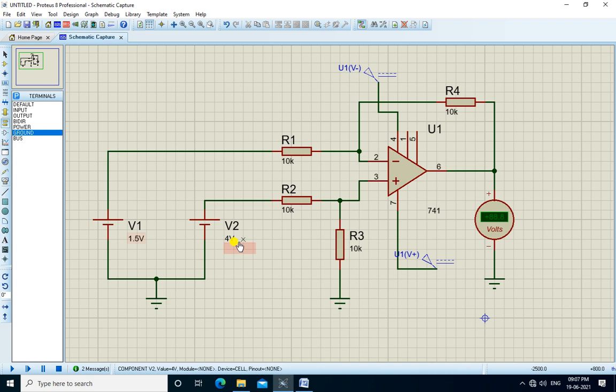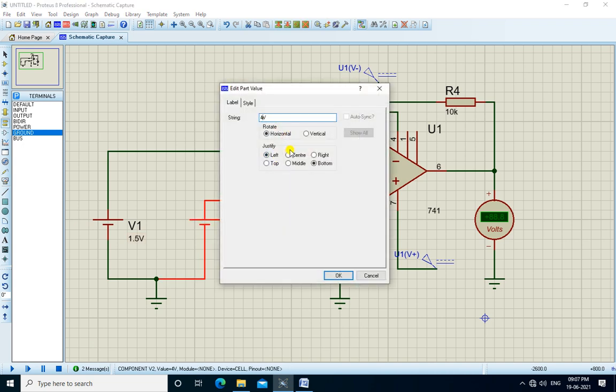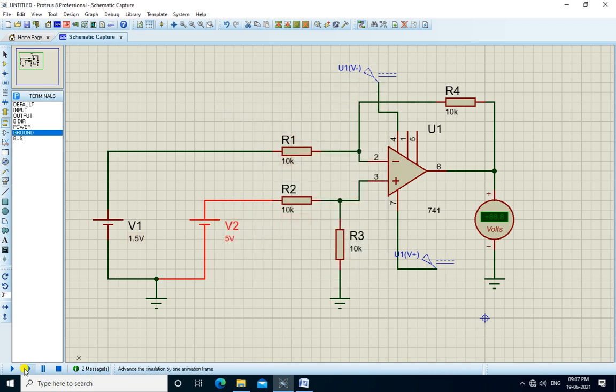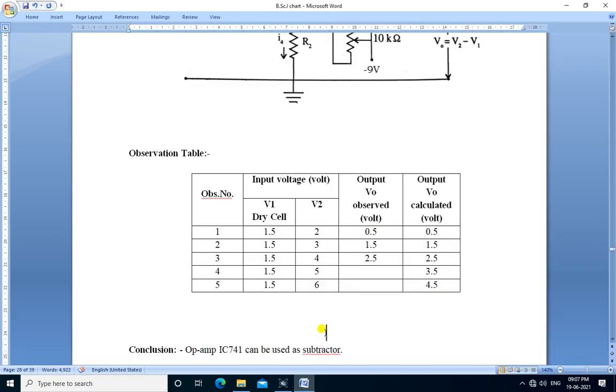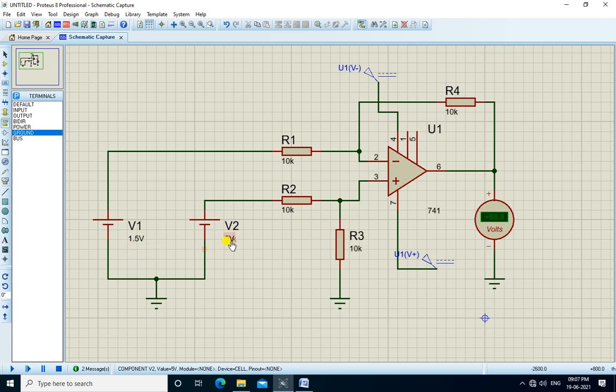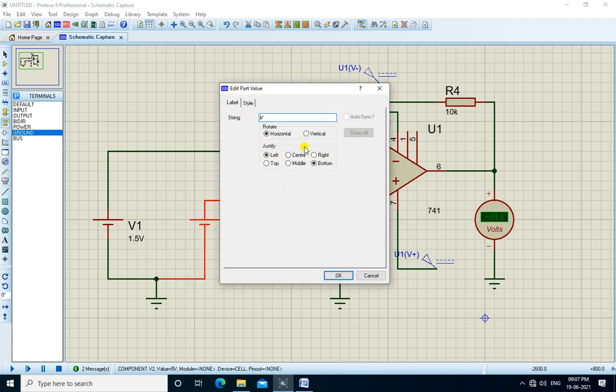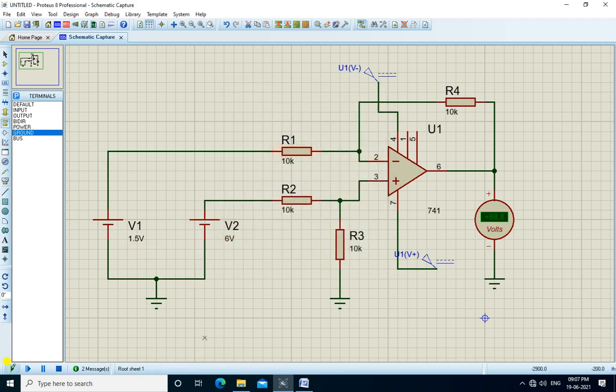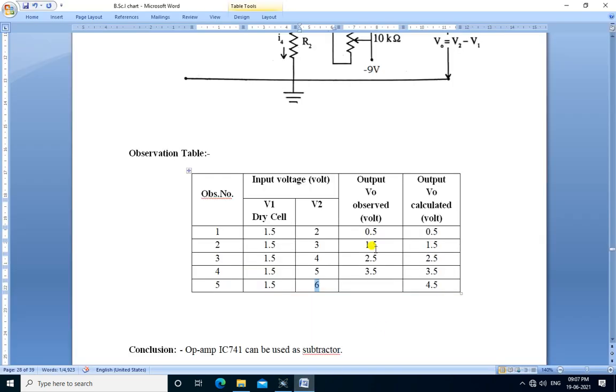V1 is 1.5, V2 is 5 volt. Run the simulation. Output is 3.5 volts. Note down here. Fifth observation, V1 is 1.5, V2 is 6 volt. We run the simulation. The output is 4.5 volt. We note down this output voltage here, 4.5 volt.